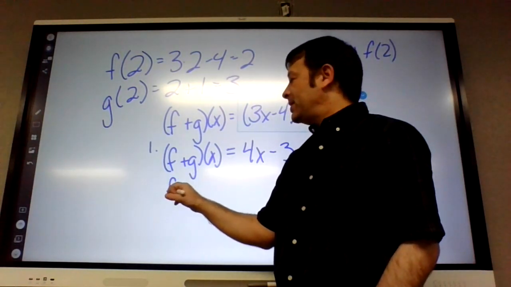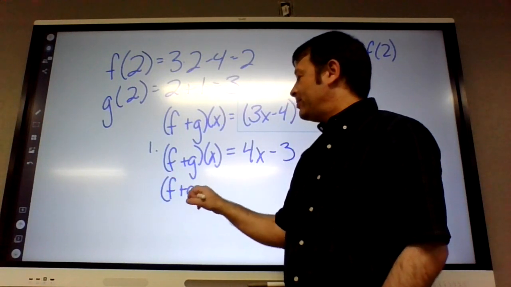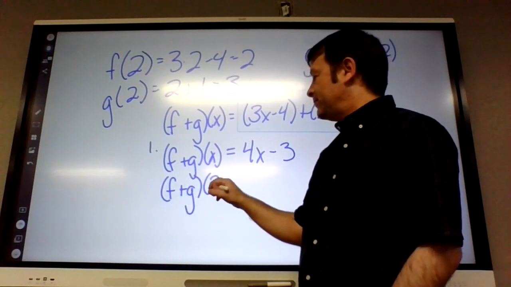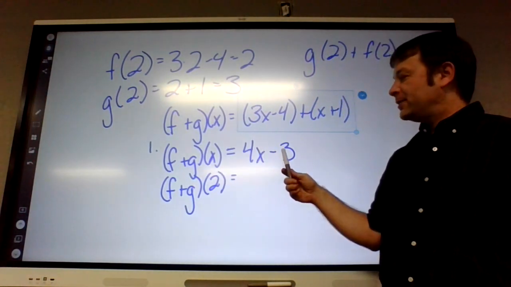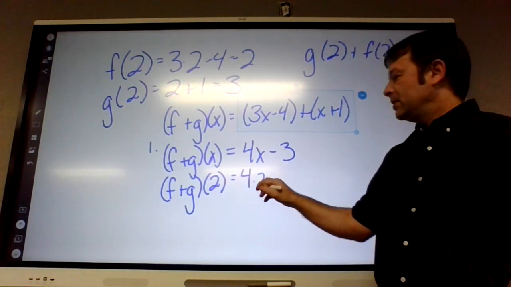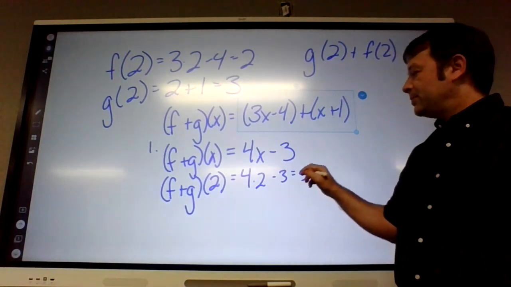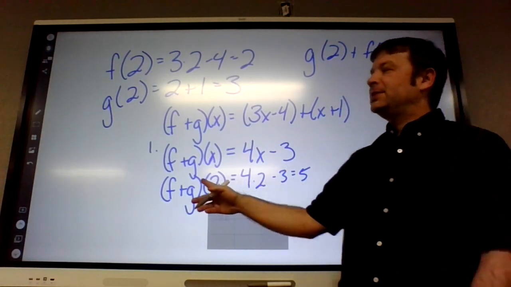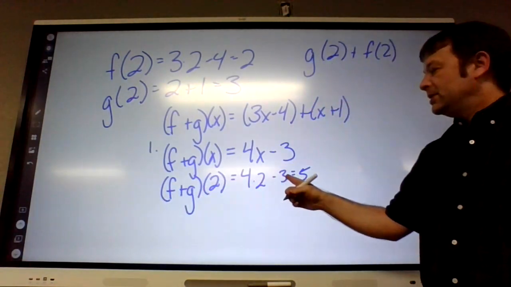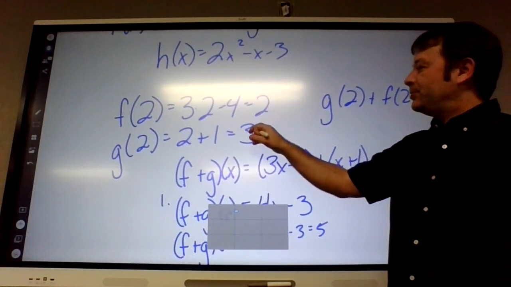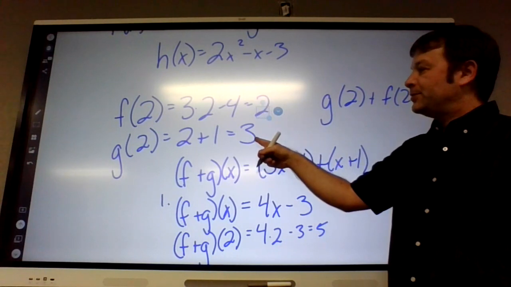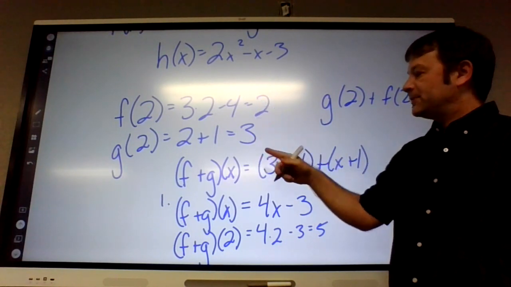Okay, but here's the thing. Remember I was plugging 2 in to those two functions earlier? What if I plug in 2 to this added function? 8 minus 3. That equals 5. It equals 5, which, look at that, is the sum of f of 2 and g of 2 added together. 2 plus 3 is 5.